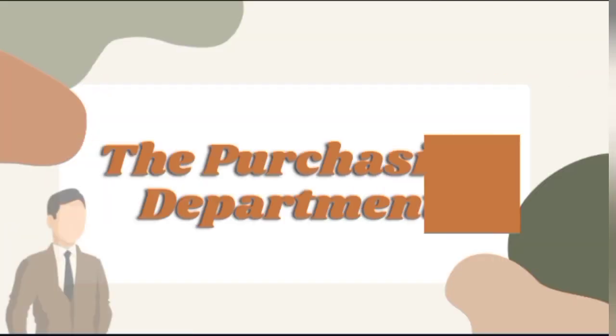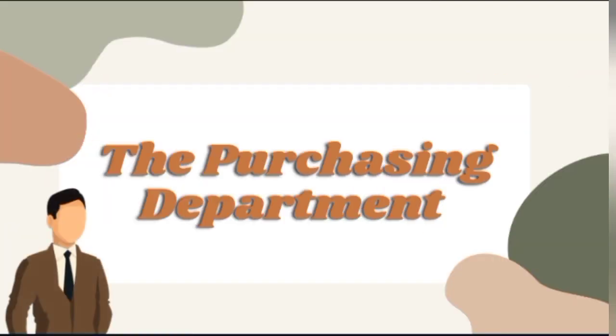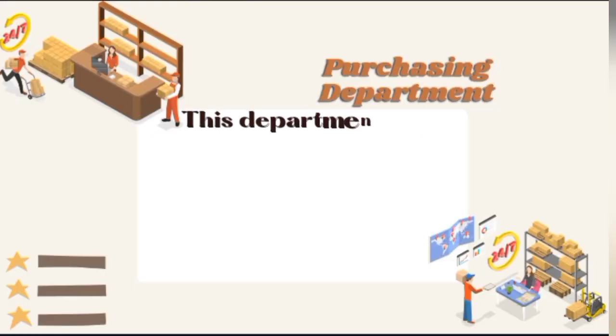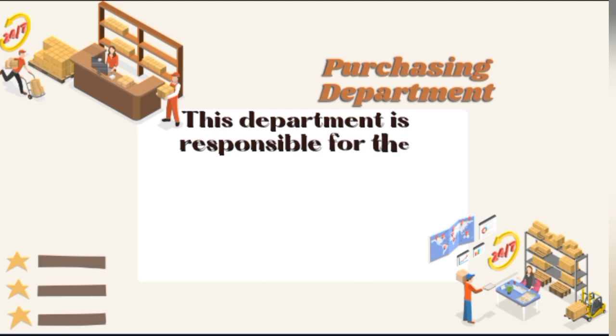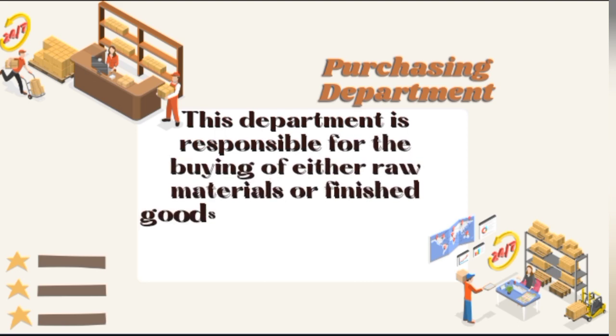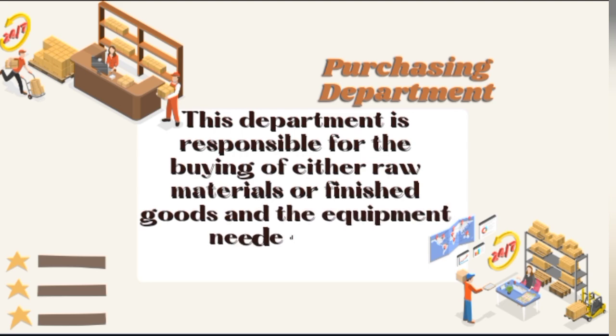Let's take a look at the purchasing department. This department is responsible for buying relevant items and essential materials required for production and office administration. They buy things like raw materials, office equipment, office furniture, stationery, etc.